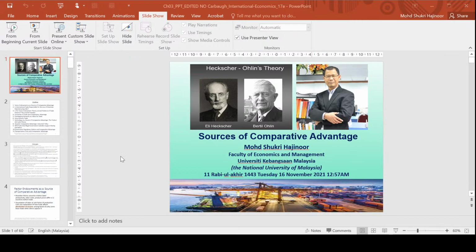Factor endowment leads to differences in... oh yeah, this is already here. Sorry, no need for another one on the left. Differences in relative resource endowment. One country has more capital, another country has more labor. That difference will lead to differences in relative resource or factor prices.